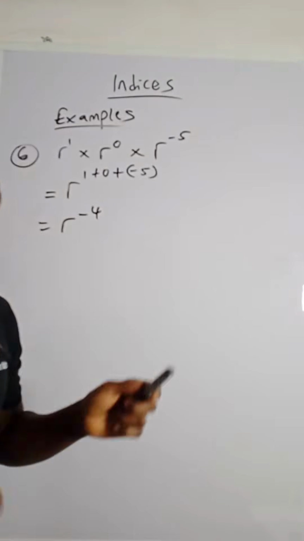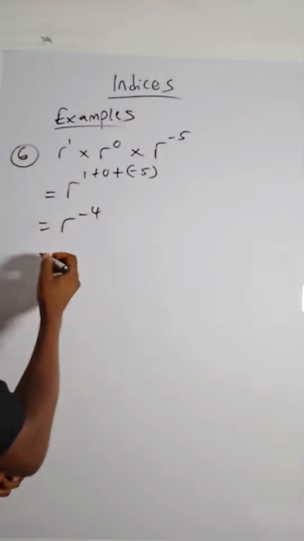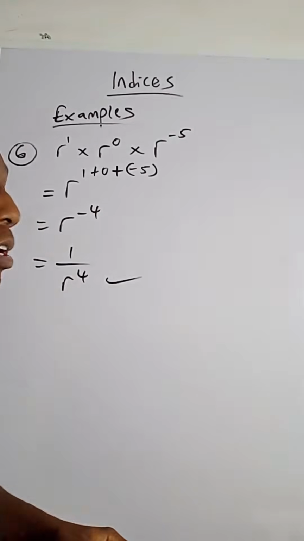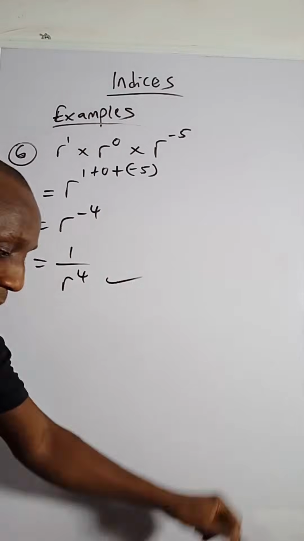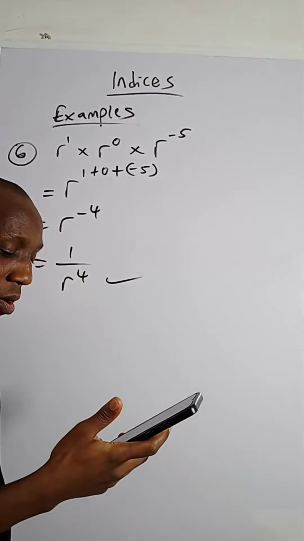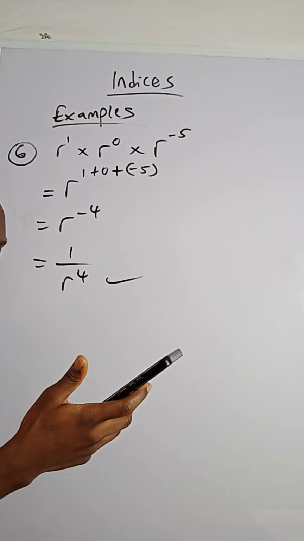Because we already know the negative index law, let's prove that we know it. And what would this be now? You take the reciprocal of r raised by 4. So you have 1 over r raised by 4. So this becomes your answer. I hope this makes sense. So for those of you who said this is the answer, yes, you are right. You are correct.